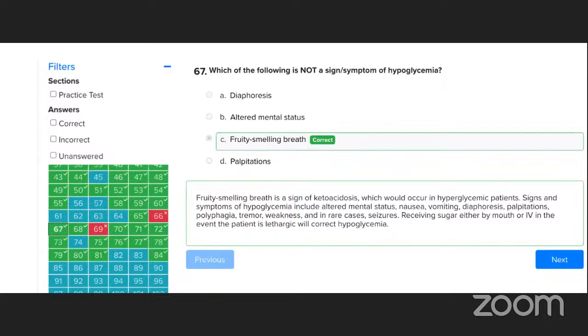Okay, so this is how you will study and commit to memory some of the signs of hypoglycemia. There's also polyphagia, tremor, weakness, and in rare cases, you will have seizures, because people have low blood sugar. And I've also heard people go into a coma. I've seen some places say they can go into a coma. Have you heard of people saying they can go into a diabetic coma? Receiving sugar either by mouth or IV, even if the patient is lethargic, will correct this hypoglycemia.